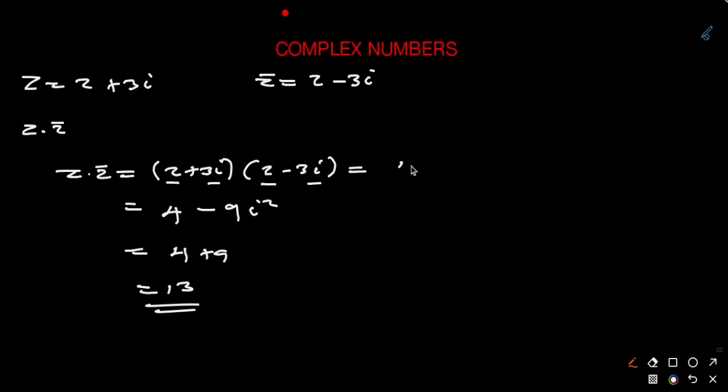If you're not sure, you can just follow the order by multiplying. That is 4. Then here we are going to get negative 6i. Then here we are going to get positive 6i. Then here we are going to get negative 9i squared. So these, they are going to cancel each other. So that is how you're supposed to go about this one.